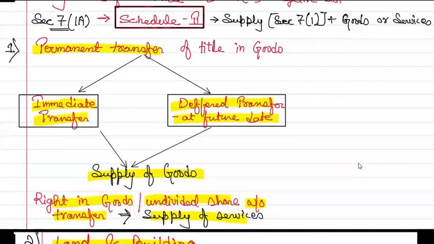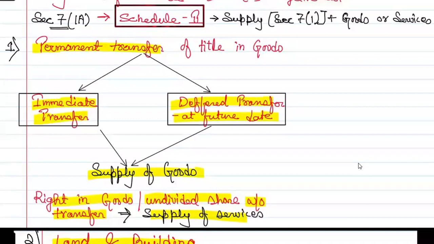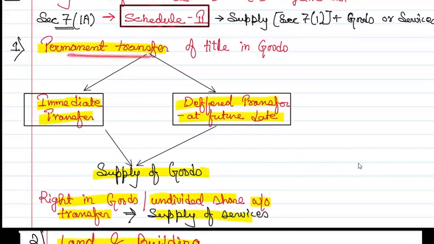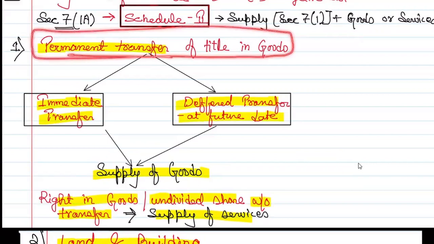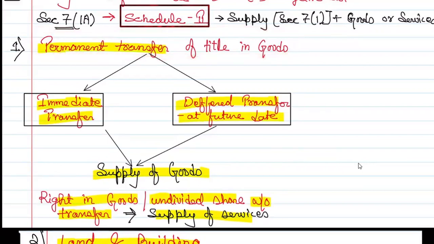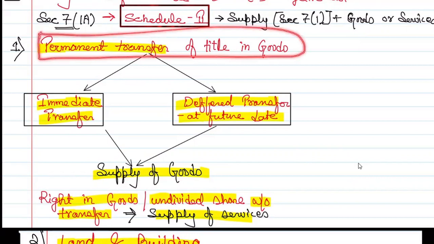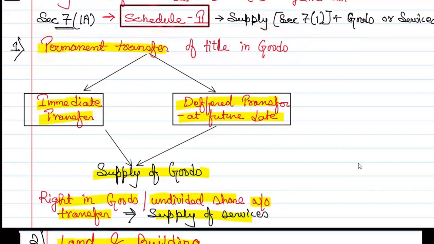It says what actually is to be considered as goods, and what is to be considered as supply of service. The first one was permanent transfer of title. We read that whenever there is a permanent transfer of title, it is always supply of goods, maybe immediately or deferred, meaning at a future date. Both will be treated as supply of goods. But in place of permanent transfer of title, if it were the right in goods or undivided share, then it is supply of service, meaning you are only giving the right to use it for the time being.